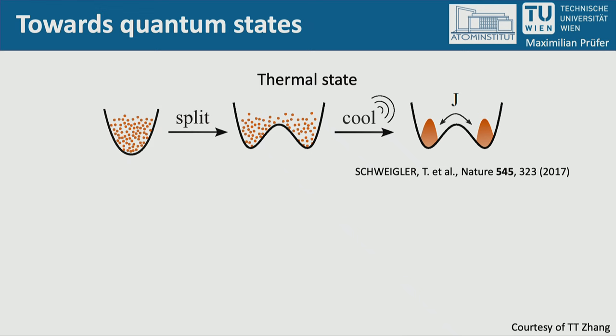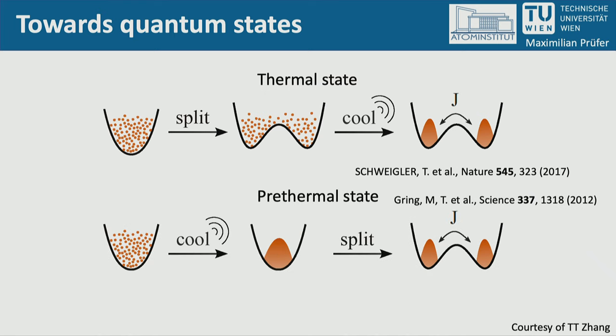This works very efficiently. You get very nicely thermal states. However, the temperature of this sum degree of freedom of the density is quite high. This is the limitation I presented to you. Another way of preparing the systems could actually lead to new regimes, effectively colder systems. Here you prepare the thermal gas again in the single well, cool it down in the single well to the Bose-Einstein condensate (BEC) state, and then you do a slow splitting.